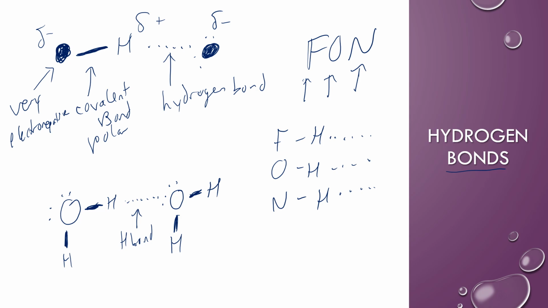And so in general, the order of strength for these intermolecular forces: London dispersion is the weakest, dipole-dipole interactions are in the middle, and hydrogen bonds are the strongest of the three. Okay, so these different intermolecular forces give rise to the different physical properties of covalent compounds.